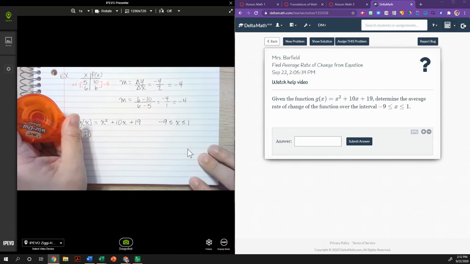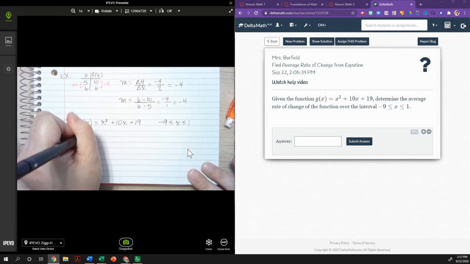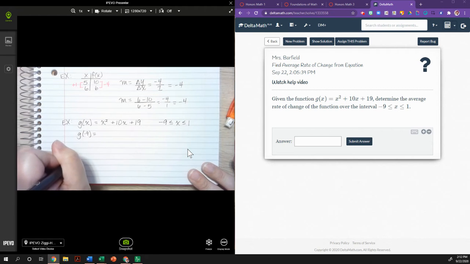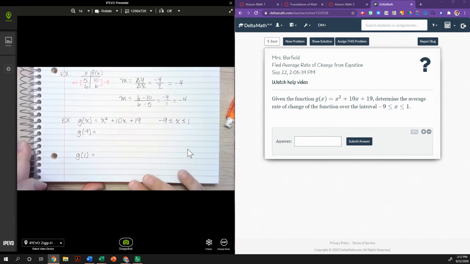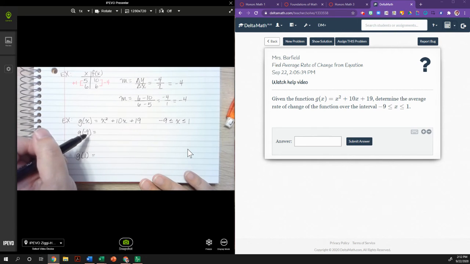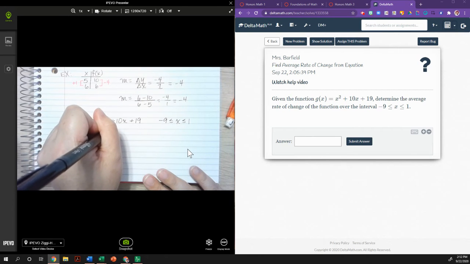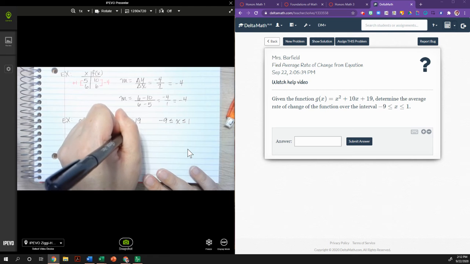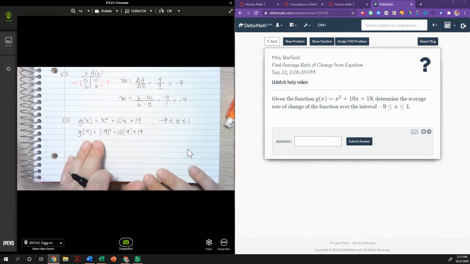Let me fix that. g of -9 equals, and I need to figure out what g of 1 equals. So for this first one, I'm going to plug in -9 everywhere that I see x. So -9 squared plus 10 times -9 plus 19. This is why we evaluated functions in the previous video. And then from here, I'm just going to use my calculator.